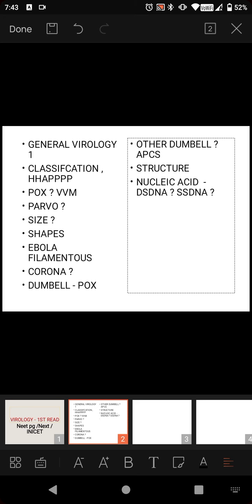For that, I will be writing SS RNA as the usual, the most common, and DS RNA for the exception. So reovirus shows double stranded RNA, and then retrovirus shows two copies of single stranded RNA. Okay, retro and reo, both are best friends.